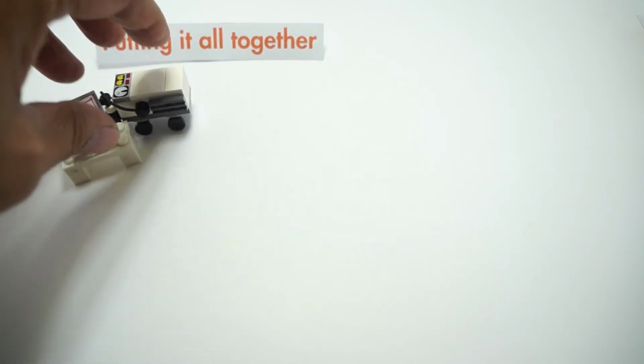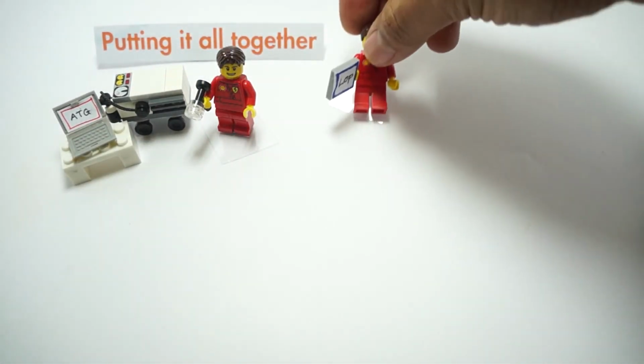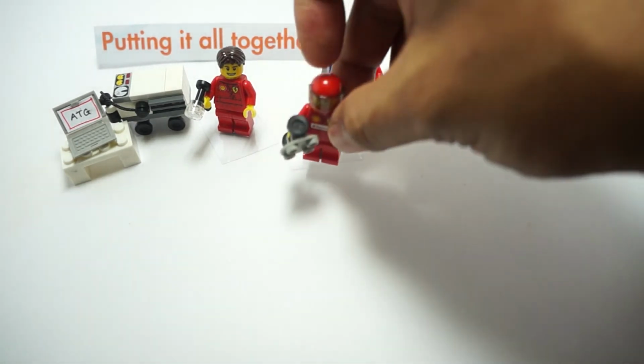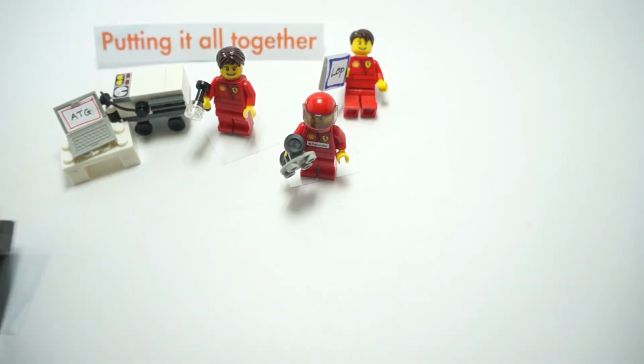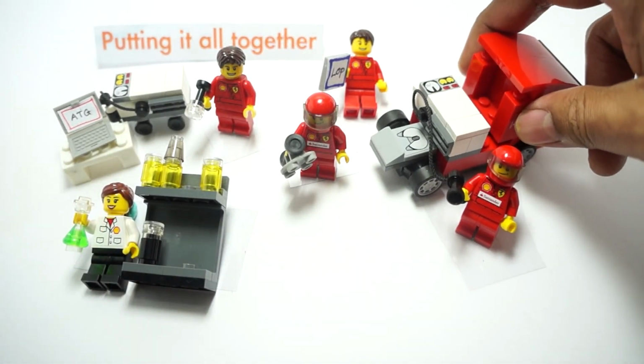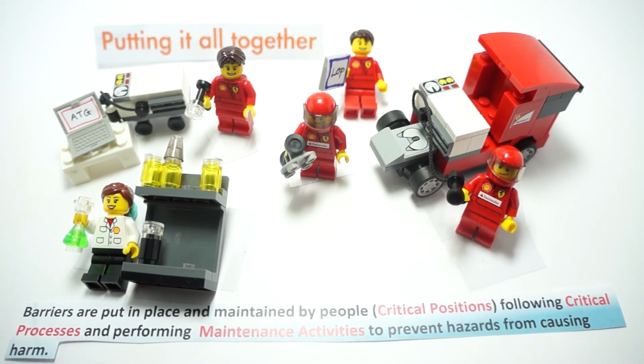Now, putting it all together, we have a set of equipment barriers, a set of people barriers acting as either a control barrier or a recovery measure barrier. Now, what is important is barriers that are put into place need to be maintained by people in critical positions, following critical processes, and performing maintenance activities to prevent hazards from causing harm.